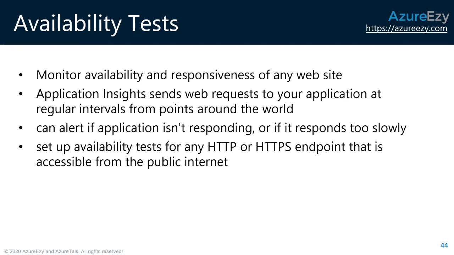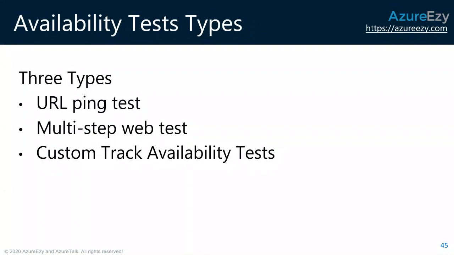With this availability test, there are three types of tests that you can use. One is a URL ping test. The second is the multi-step web test, and the third is the custom TrackAvailability test.